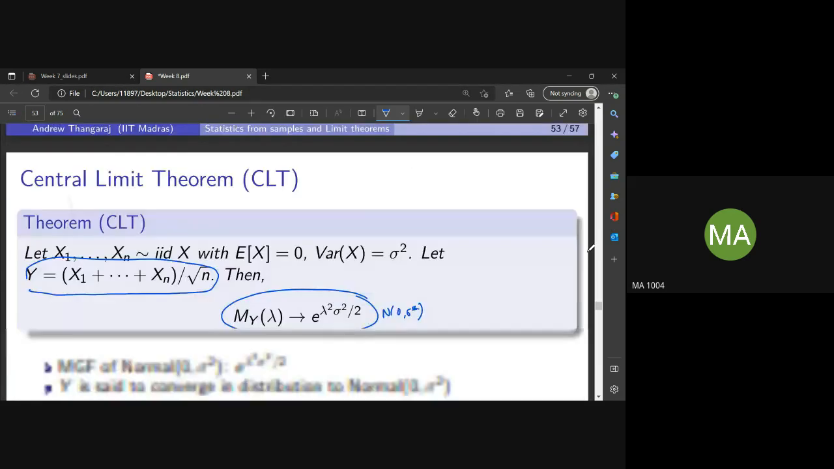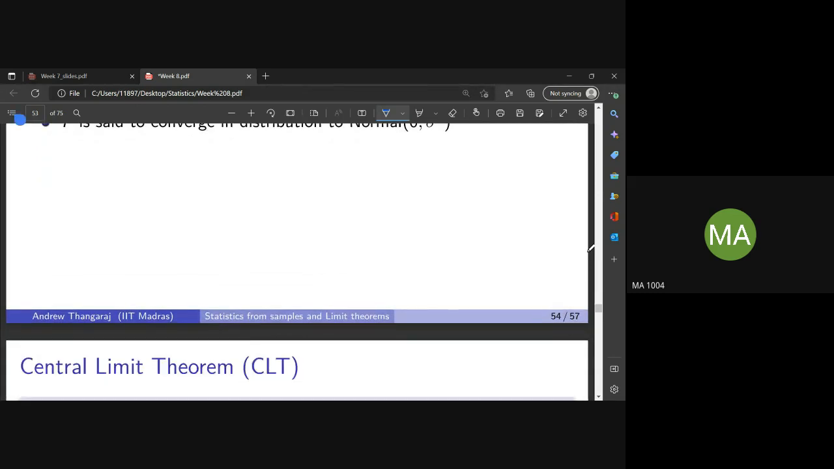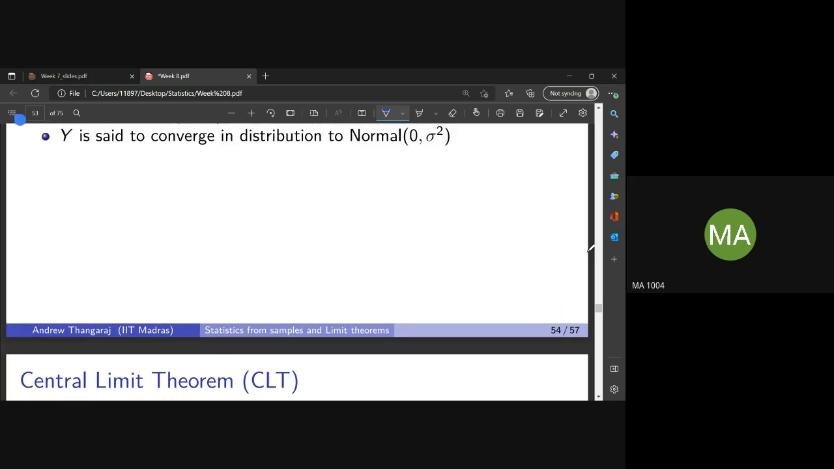In general, what it says is: if you take IID samples from any distribution, and your n is sufficiently large, meaning n is at least 30, then we say it is sufficiently large. The distribution need not be normal; it can come from any distribution, with expected value mu. So if we have x1, x2, up to xn.